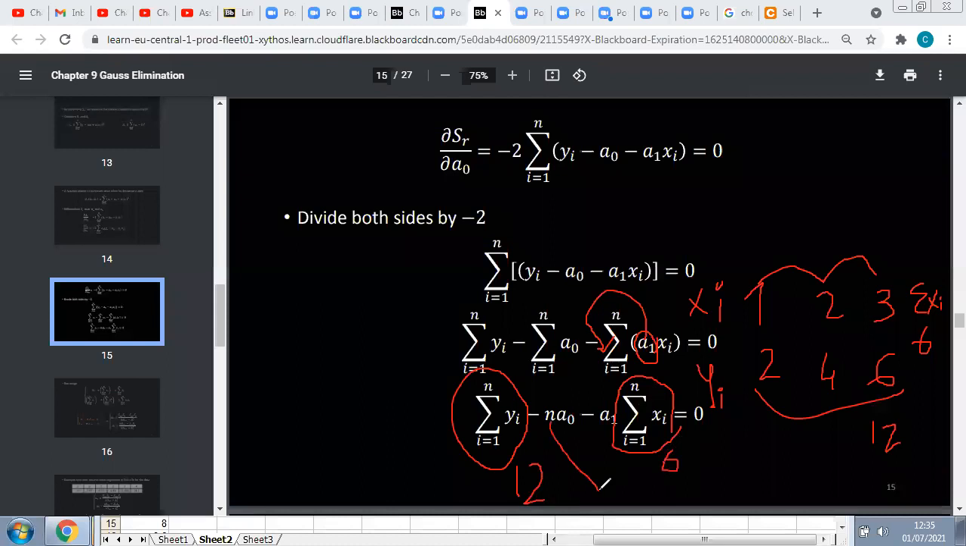What do I put in place of n? 3. Exactly, 3, because n is the number of points, which is 1, 2, 3. Okay. Yes, doctor.